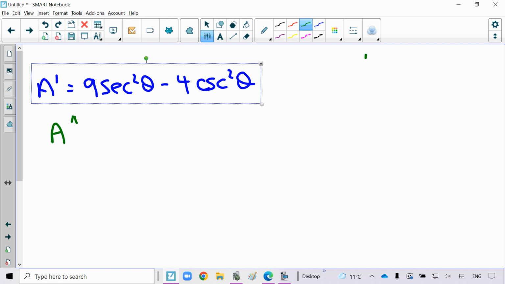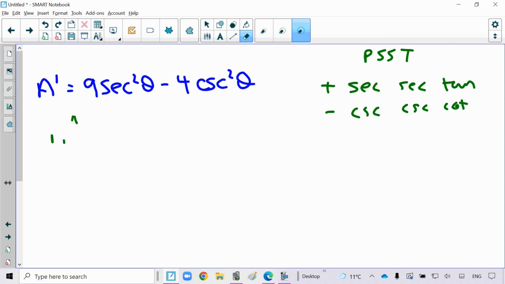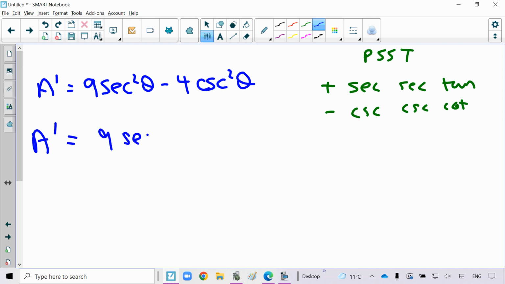Okay, so I'm going to need my derivative again, so positive, and then I'm going to go secant tan, and then flip all those. So this becomes cosecant and cotan. Okay. So the derivative of 9 secant squared. Actually, I'm just going to write this a little bit differently before I go ahead and do that. So I'm going to write this as 9 secant theta squared minus 4 cosecant theta squared. Okay, now let's do our second derivative.